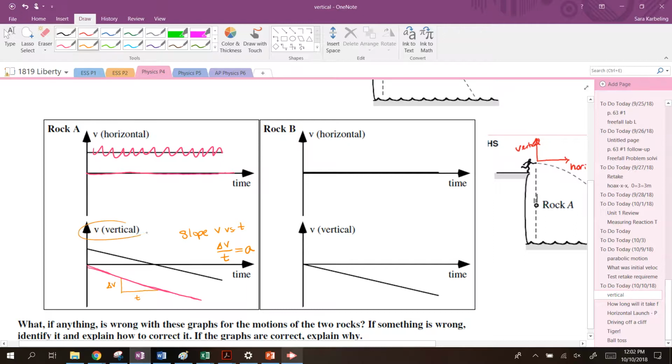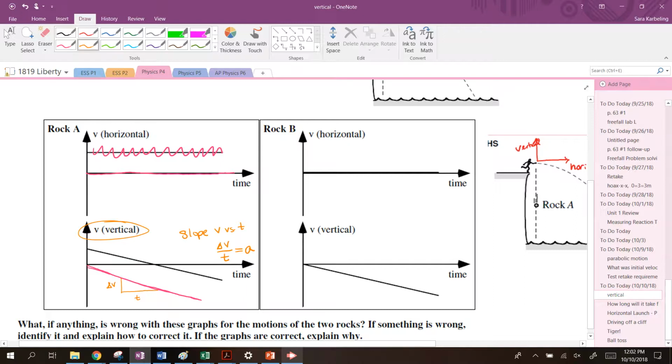Is the frog accelerating in the vertical direction? Watch him. Is he accelerating in the vertical direction? That means, is he changing speed in the vertical direction? He is. He's getting faster and faster and faster, isn't he? Because it's negative 9.8. So what should the slope of this line be? This is the acceleration due to gravity.